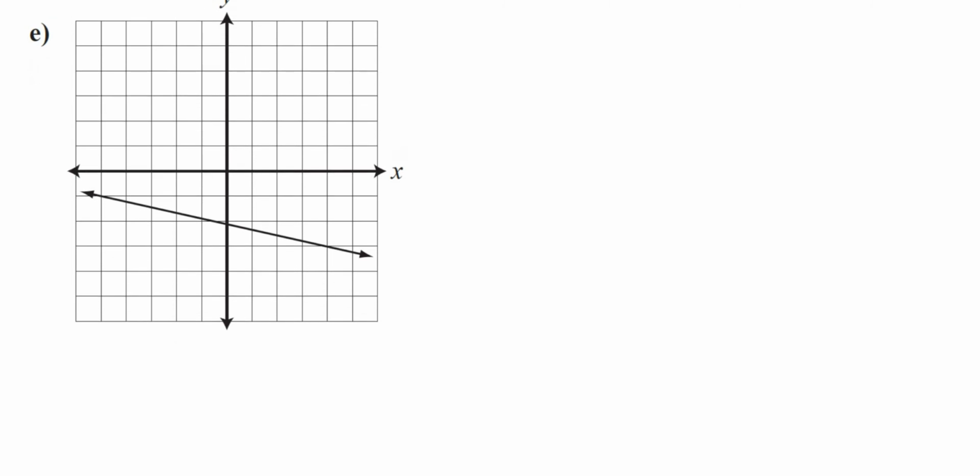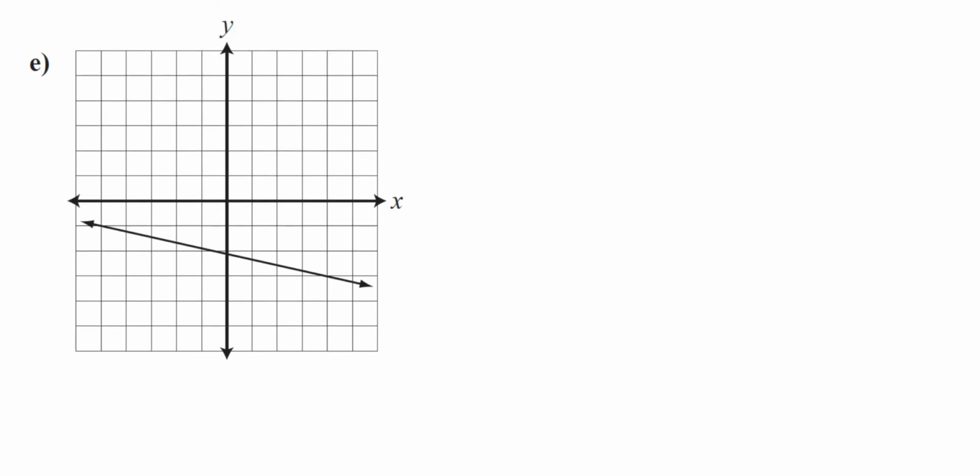Okay, let's move on to letter E. Letter E, let's find two good points. This one is a little tricky to find two good points. So here's a good point right there. And there's a good point right there. And after that, let's go ahead and draw a triangle.